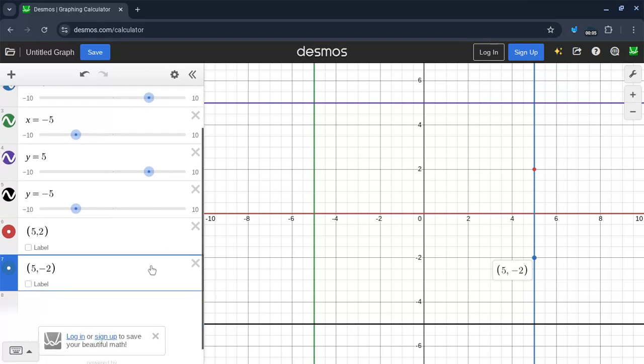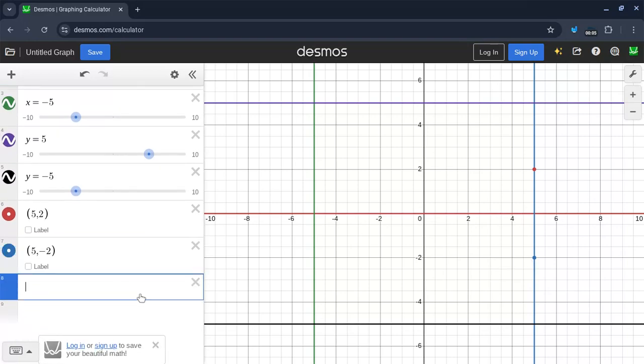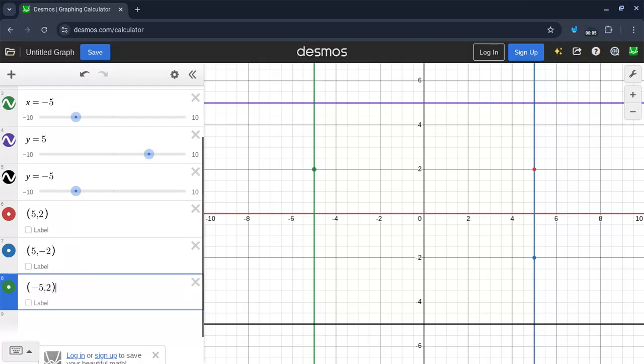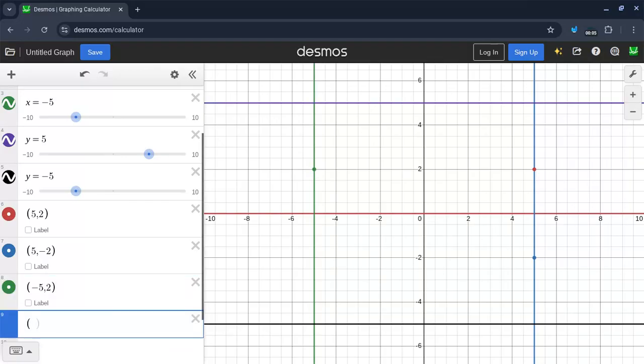So maybe you can see where we're going with this. We'll have some on the other side as well. Negative 5, 2, so this green point right here would also work. And negative 5, negative 2 would also work as well.